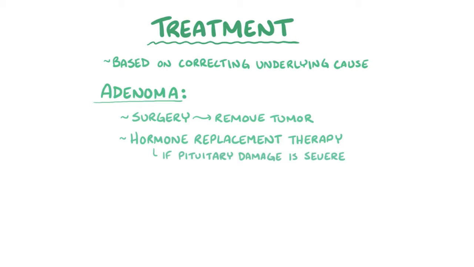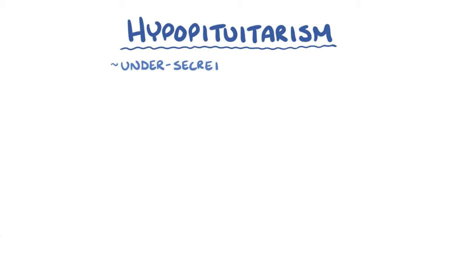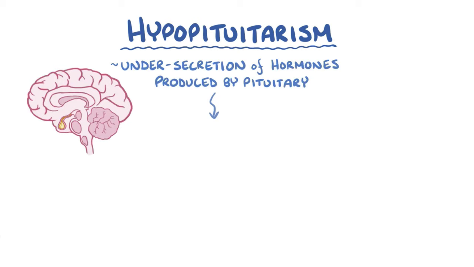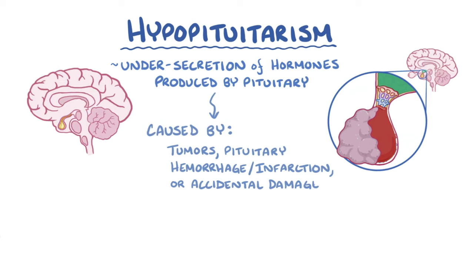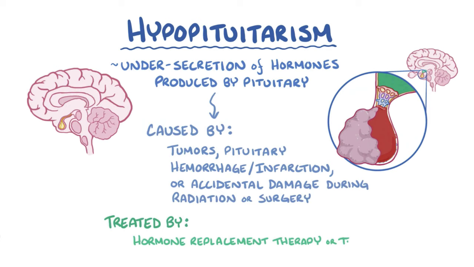Alright, as a quick recap, hypopituitarism is the undersecretion of any of the hormones normally produced by the pituitary gland located at the base of the brain. It's caused by tumors, pituitary hemorrhage or infarction, and by accidental damage during radiation or surgery. Lastly, it can be treated by hormone replacement therapy or tumor removal.